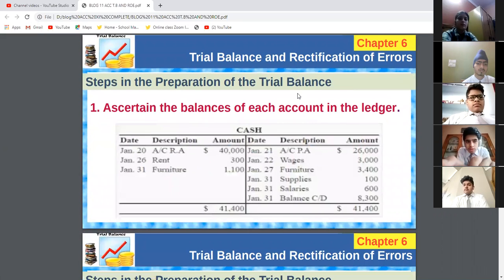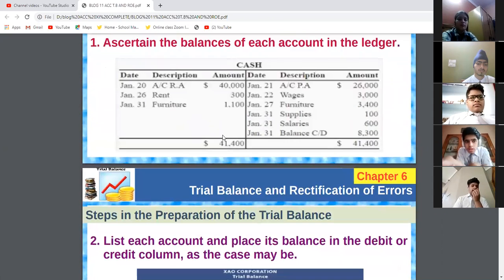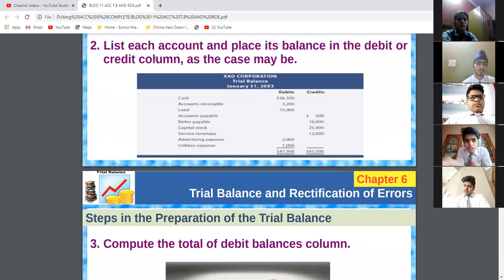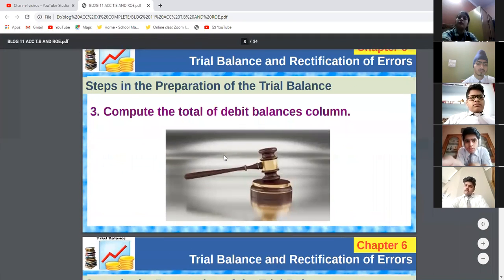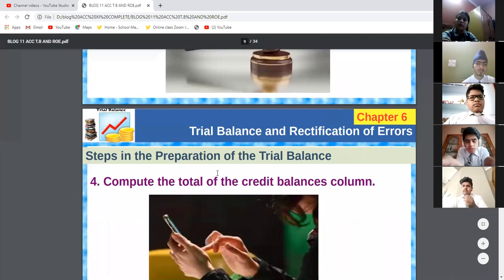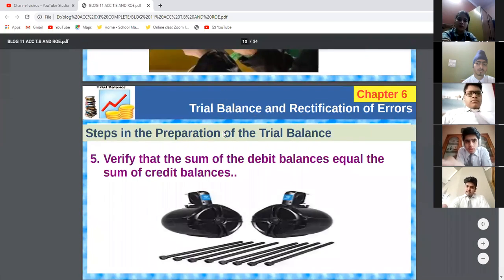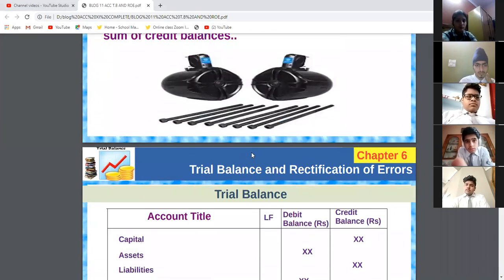Then the steps in the preparation: first, find out the balances. Second, list all the balances. Third, total the debit side. Fourth, total the credit side. Fifth, verify that the total of debit is equal to credit.